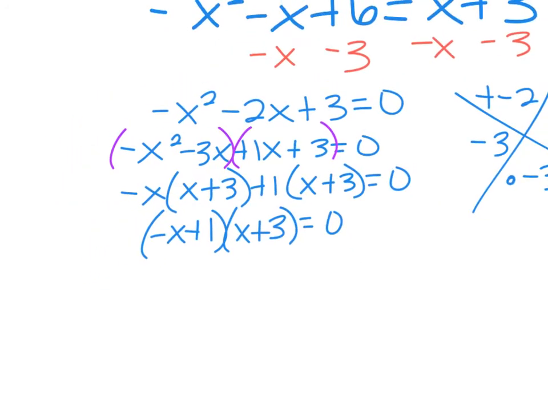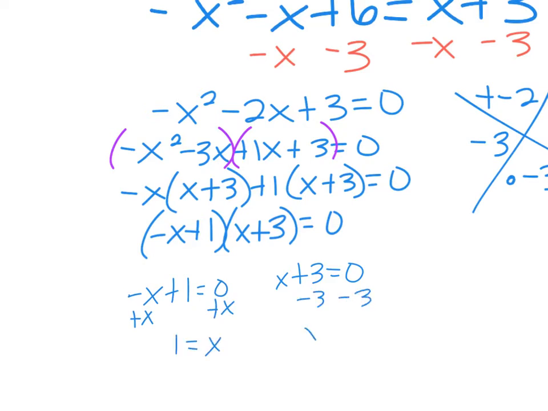Set each piece equal to 0. So you have negative x, sorry, I didn't even put those parentheses. Negative x plus 1 equals 0, and x plus 3 equals 0. So let's add x, so 1 equals x. Subtract 3, so x equals negative 3. So my answer is 1 and negative 3, right?